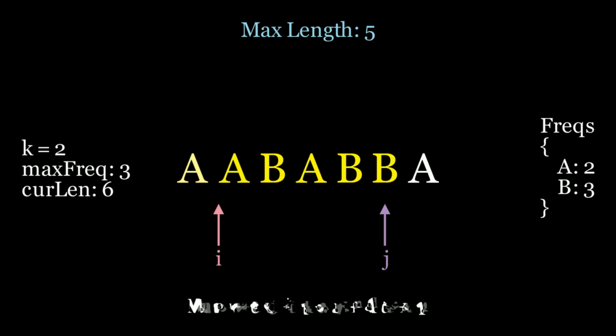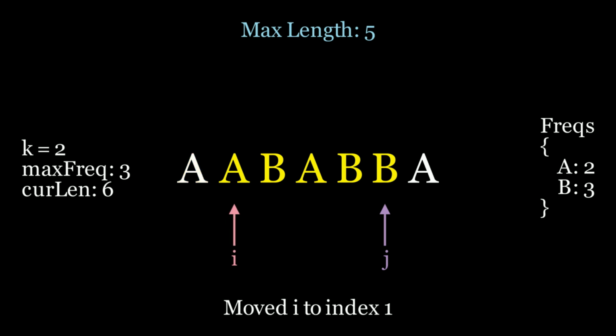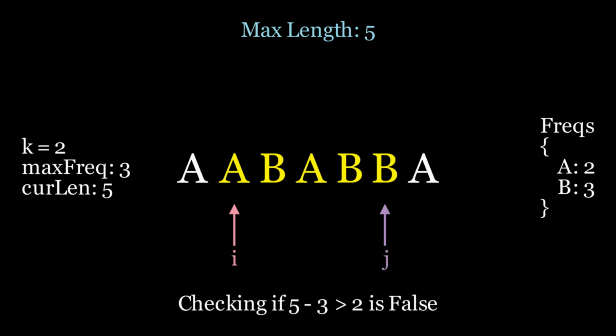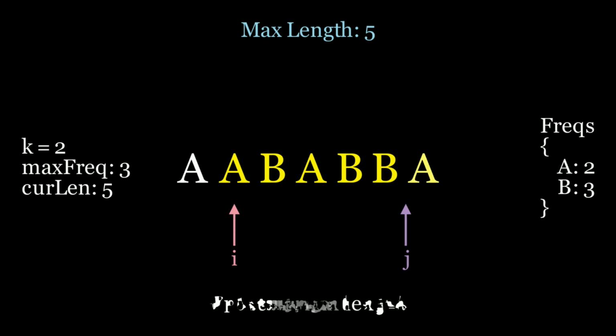And we move the I pointer to the next element. In this case, we satisfy the constraint again because curLen is going to become 5 and the max frequency is 3. Now 5 minus 3 is not greater than K, right? So now this substring is valid. Now we update the max length, but it's already 5, so nothing changes. And we move J along.